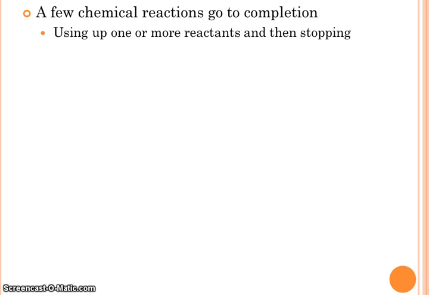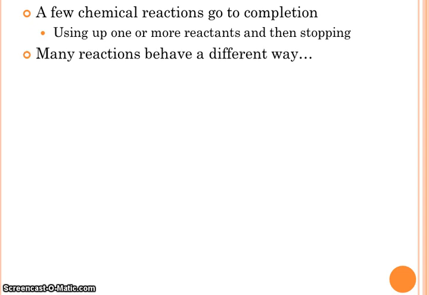Now, we know that some chemical reactions go to completion, and actually all the chemical reactions we've talked about so far, we've assumed that those reactions have gone to completion. What we mean by that is one or more of the reactants run out, and the reaction stops once we run out of at least one of the reactants. But many reactions behave in a different way. Let's look at this as an example.